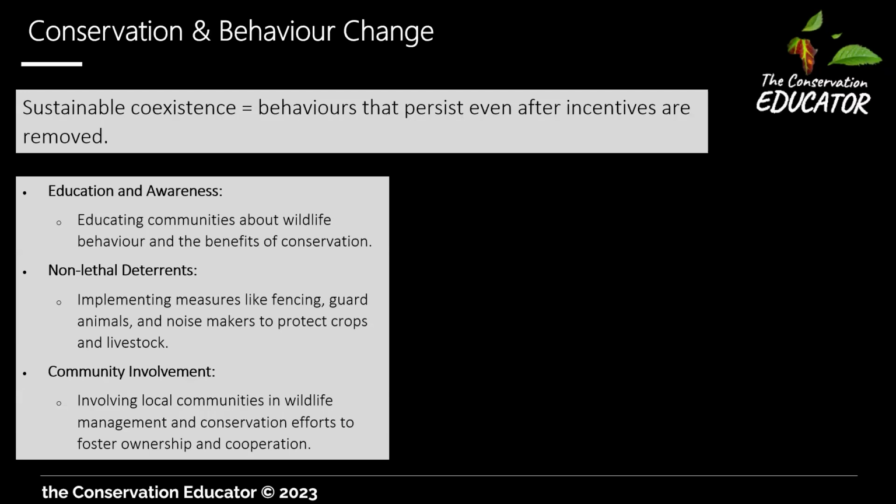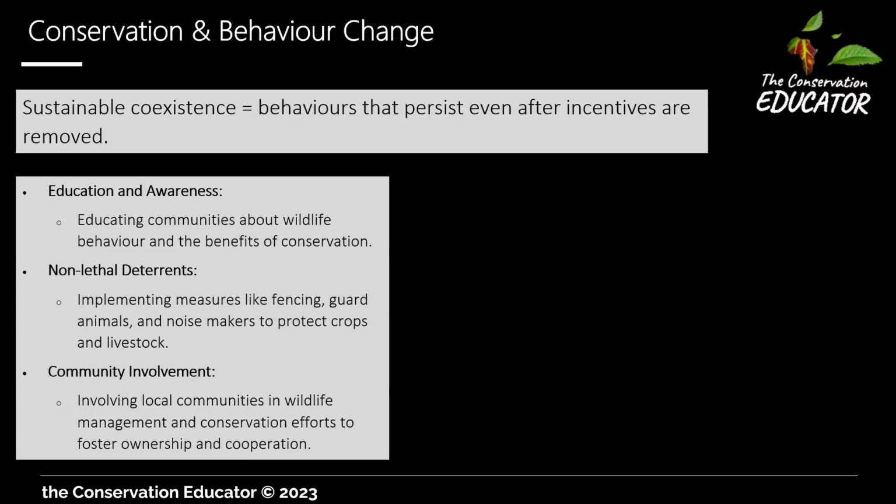So what do I mean? Let's say I say to a community, I don't want you to be poaching antelopes. So for every antelope I see alive, when I walk around, I will pay you 1,000 shillings. But the moment I leave that project and they're not getting 1,000 shillings, they go back to killing the antelope.